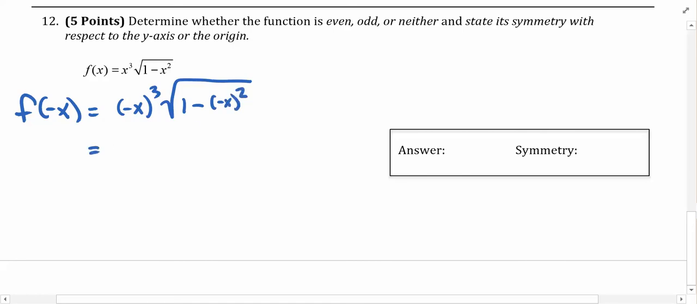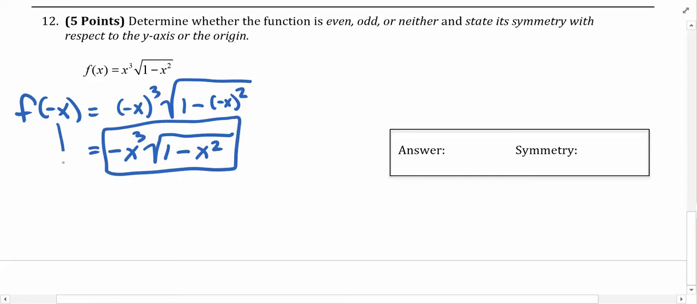When you take a negative number and you cube it, it ends up being a negative. So it's the same thing as negative x cubed. Multiply by 1 minus, when I take a negative number and I square it, I'll get a positive number. So this is the same thing as x squared. So this is the simplified version of f of negative x.